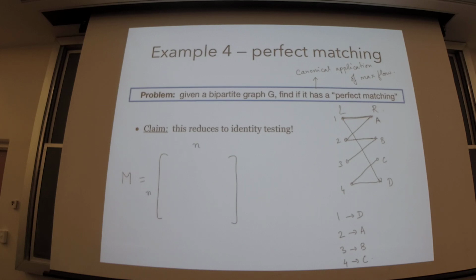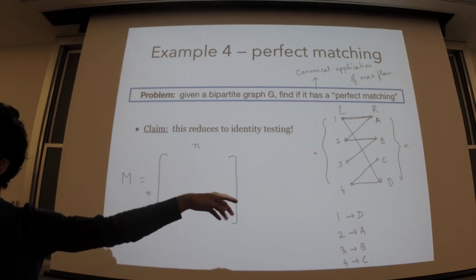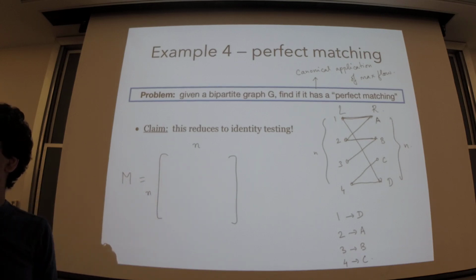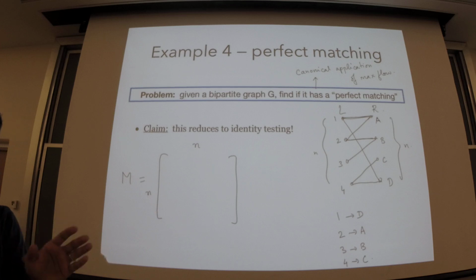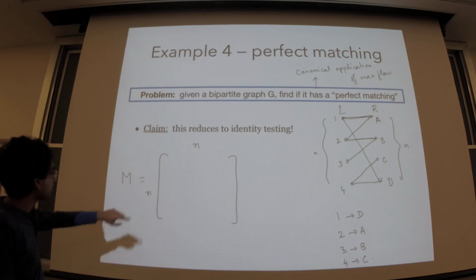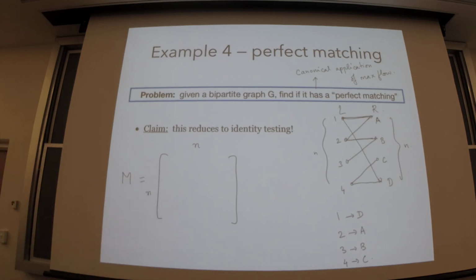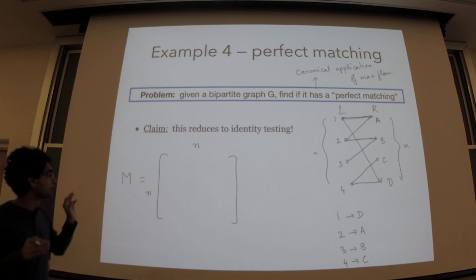It's an n by n matrix. Suppose you have n vertices on the left and n vertices on the right. Of course, if the sizes of the left and right did not match, there's no way you can have a perfect match. So you might as well assume that the sides have the same dimensions. Now construct the following matrix M. It will be what I call a symbolic matrix.